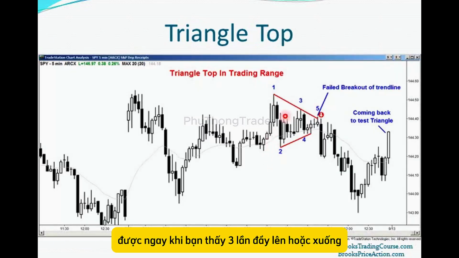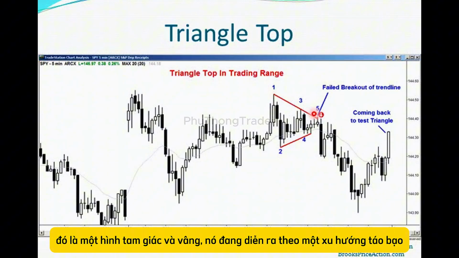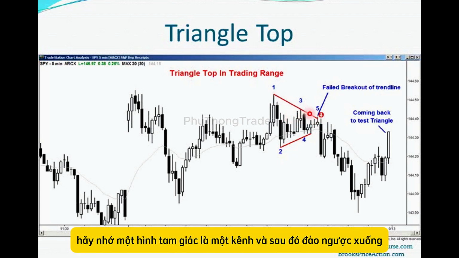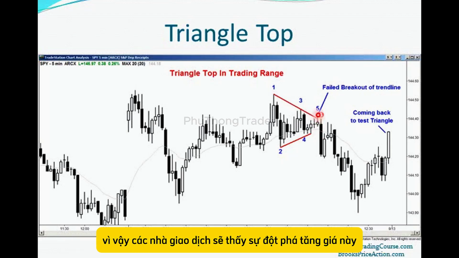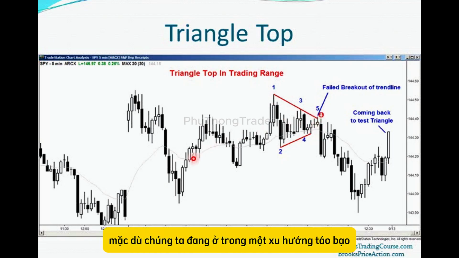Okay, as soon as you see 3 pushes up or down, it's a triangle. 1 push up, 2 pushes up, 3 pushes up, it's a triangle. And yes, it's occurring in a bull trend, but the breakout can be in either direction. Here we got a small upside breakout of the channel. Remember, a triangle is a channel, and then a reversal down. So traders will see this upside breakout, and they'll see the failure, and they'll look to short below it, even though we're in a bull trend.